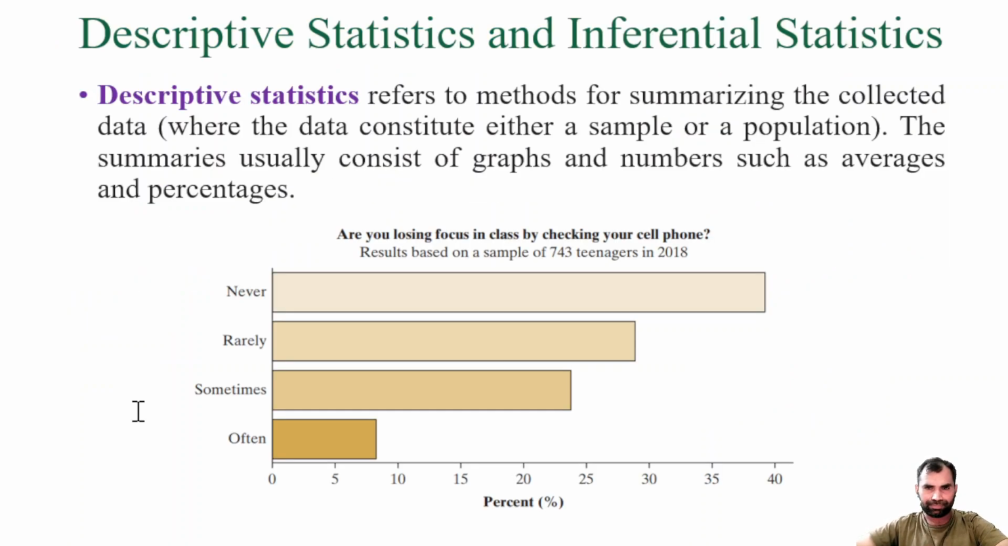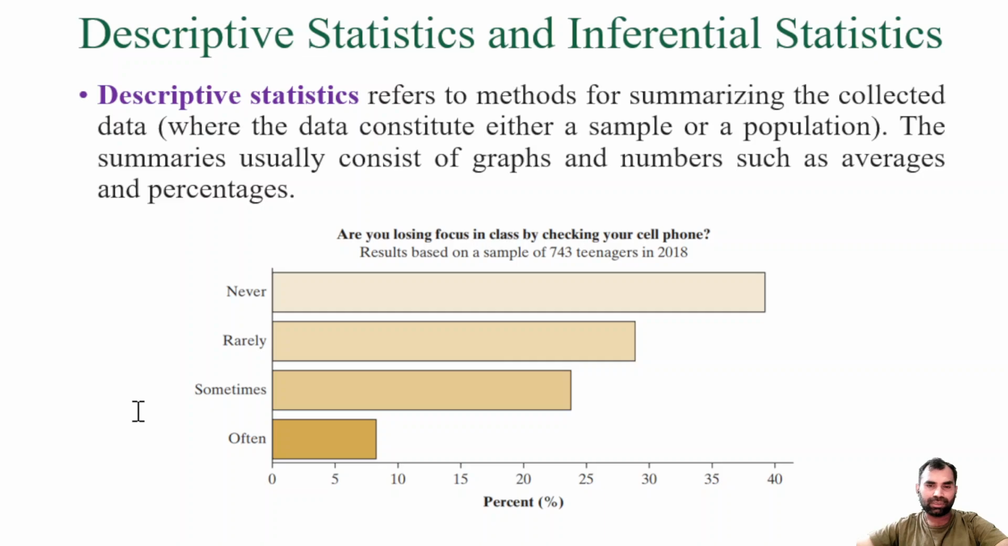So now, based on our discussion and the different phases in evaluation of a specific research question, we can classify statistics into two categories: descriptive statistics and inferential statistics. Descriptive statistics refers to methods for summarizing the collected data, where the data constitute either a sample or a population. The summaries usually consist of graphs and numbers such as averages and percentages. In addition to the graphs and numbers, we sometimes use numerical summaries of the data as well.